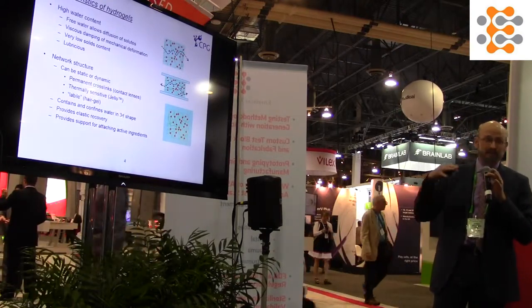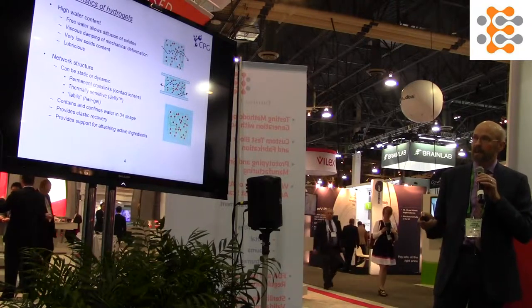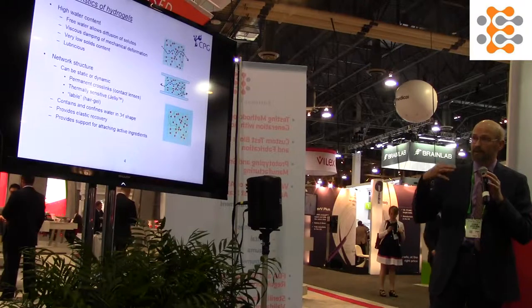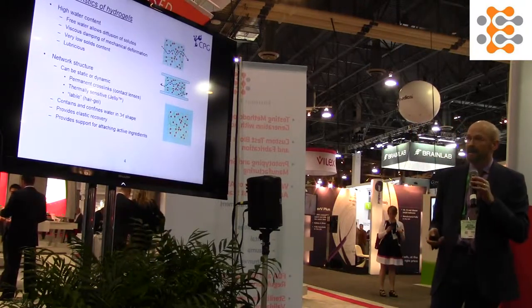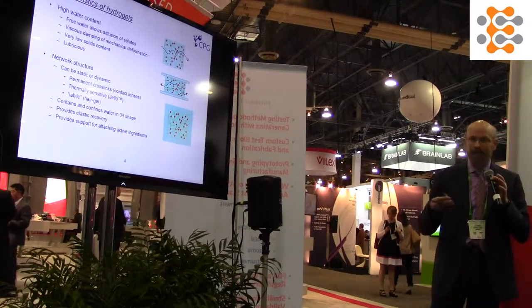The network structure, this is the solids, is what really gives its rigid mechanical properties, and these crosslinks can either be permanent crosslinks or they can be ones that are labile, in other words, ones that respond to stress, disappear, and then come back. And this is what provides the elastic recovery behavior, more like elastomers.